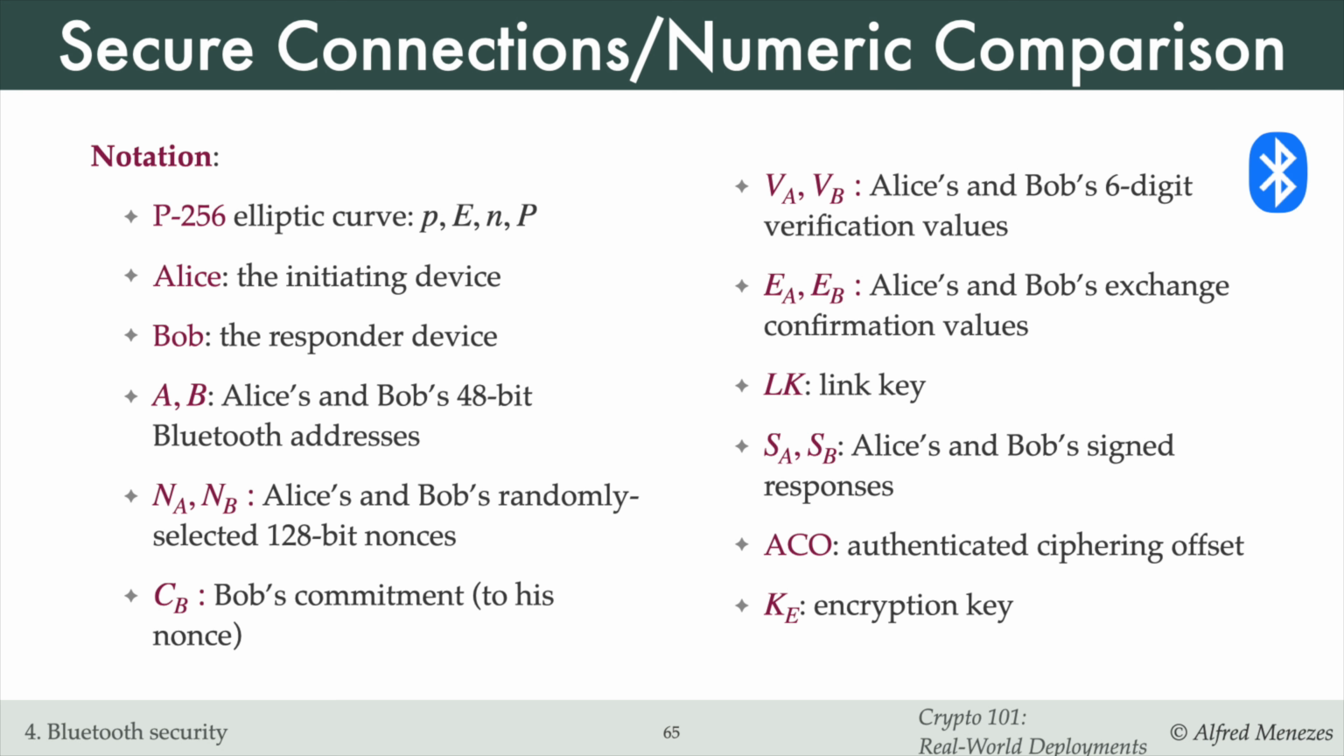I've collected on this slide all the notation that I'll use in the protocol. Bluetooth uses elliptic curve Diffie-Hellman, which operates on the P256 elliptic curve. Alice is the initiating device, and Bob is the responder device. A and B are Alice's and Bob's 48-bit Bluetooth addresses. You can refer to the slide when you need to review the notation.